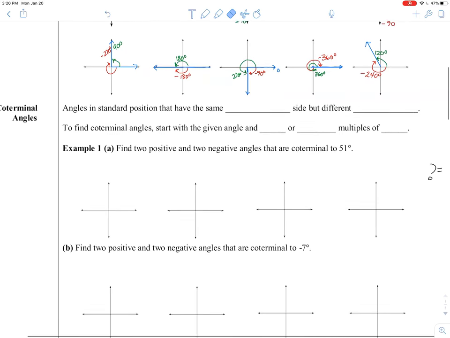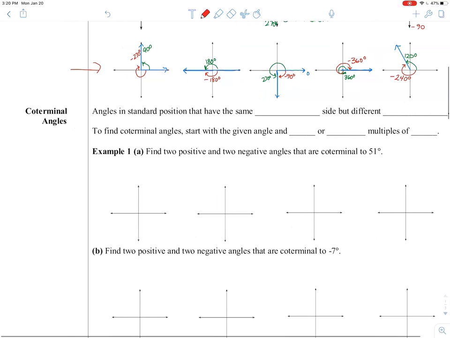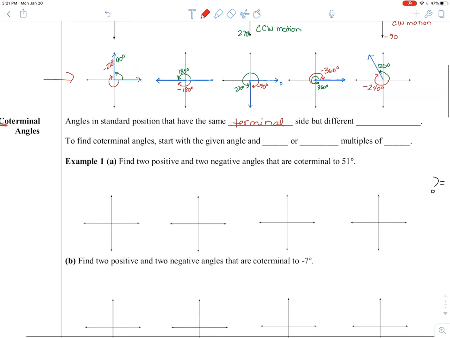Okay, so let's talk about coterminal angles, and I've illustrated it a bit here. Coterminal: co meaning same, terminal meaning terminal sides. So angles that are coterminal are angles in standard position that have the same terminal side but different measures.